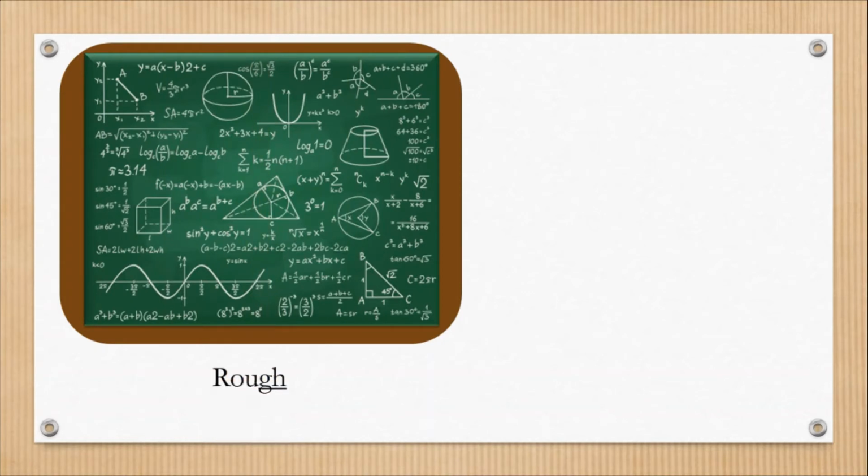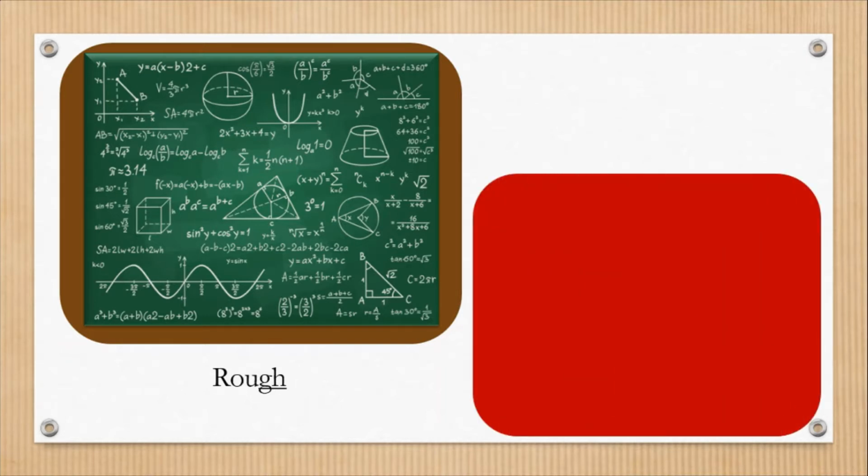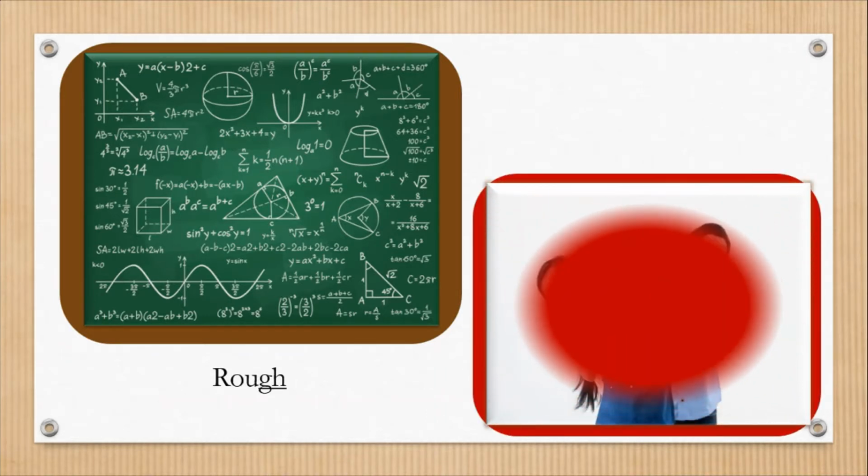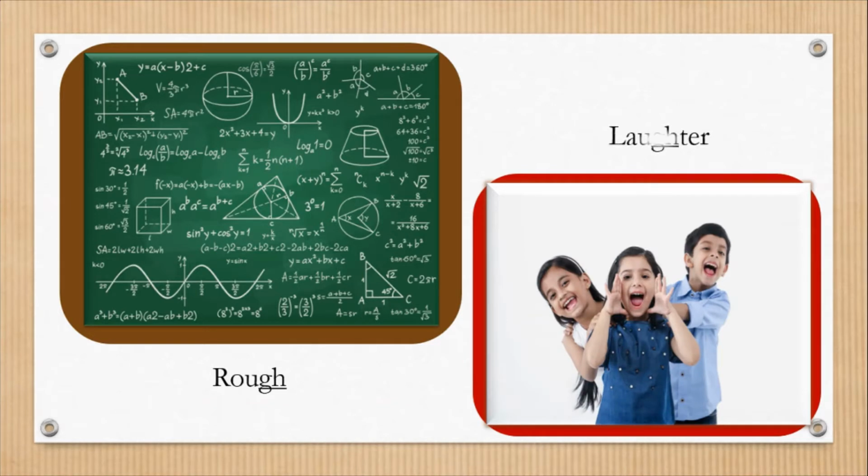This is rough. GH representing this sound, rough. Okay, here we have laugh. Laughter. GH representing that sound, laugh. Okay, let's go on.